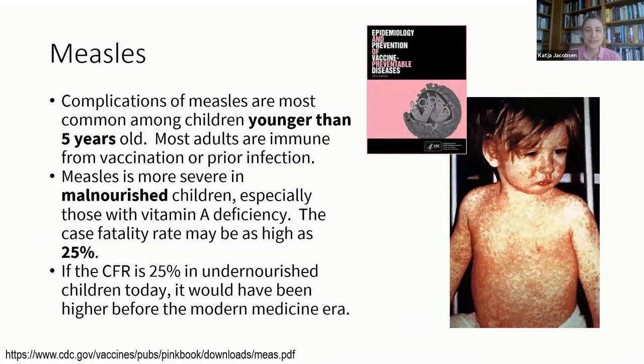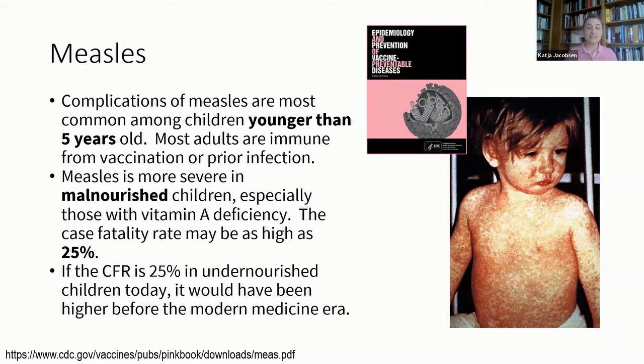So many of you on this call may have had measles when you were children. It is a children's disease. The complications are most common among the youngest children, especially infants, but anyone less than 5 years old. It is most severe when kids are undernourished, especially if they have vitamin A deficiency. And the case fatality rate can be as high as 25% when it is affecting an undernourished population.